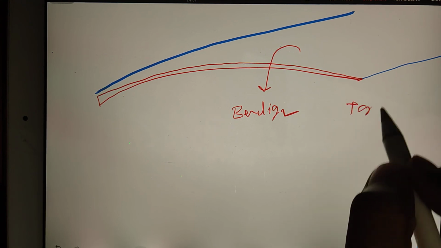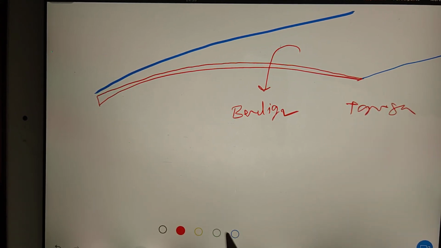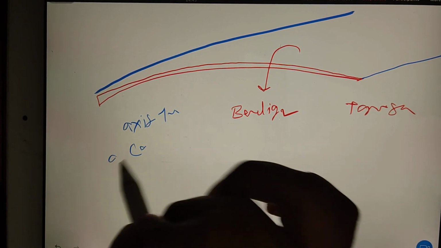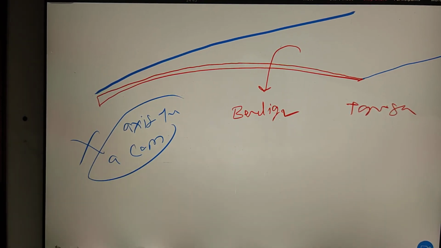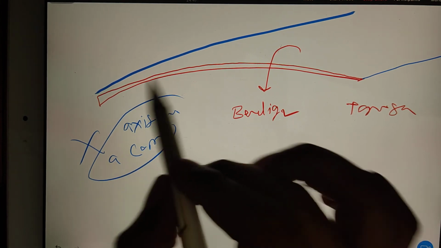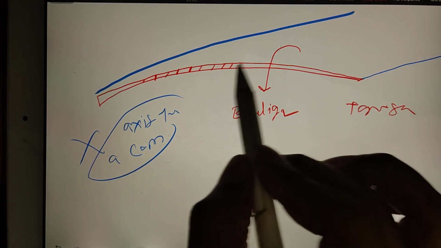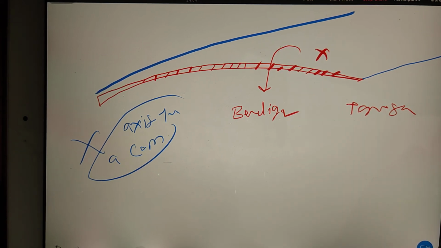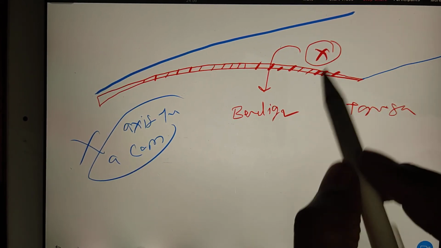We are going to judge this for torsion purpose. Are we going to judge this for axial tensile or axial compression purpose? No. Why? Because we are considering that as thin. Thin means this cross section area we will not consider. So what is the right approach to analyze them?